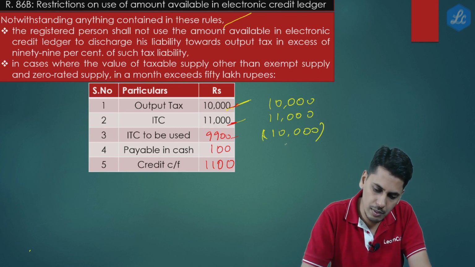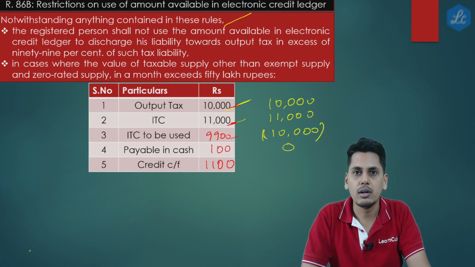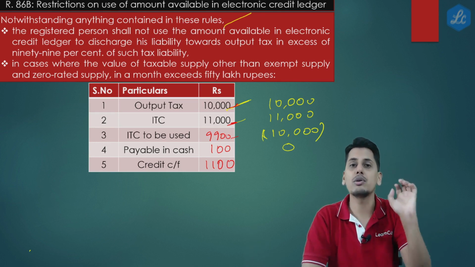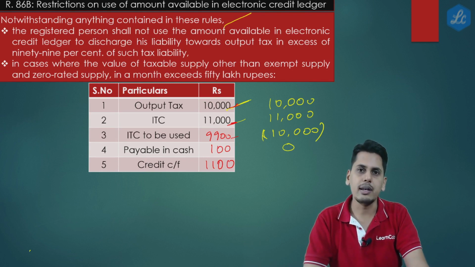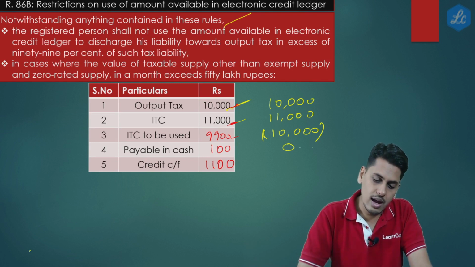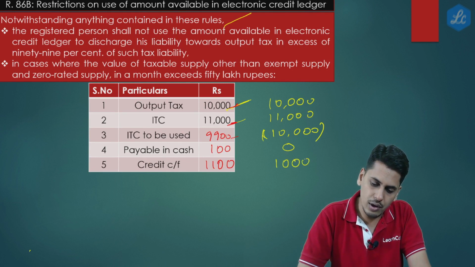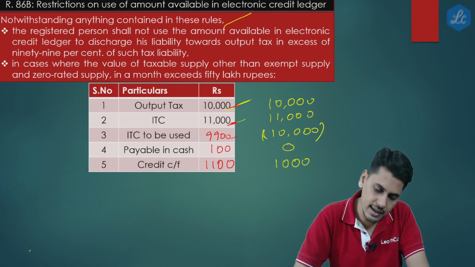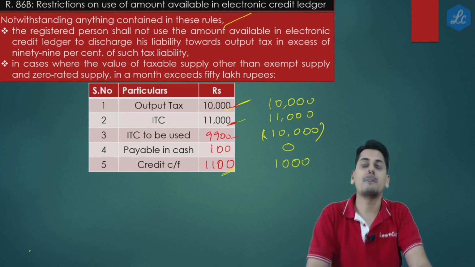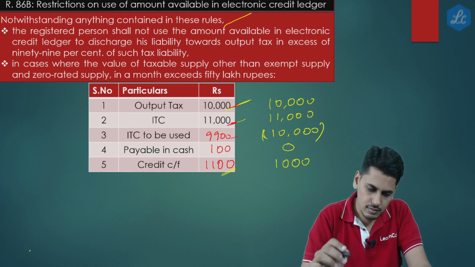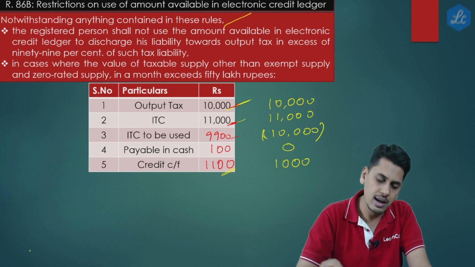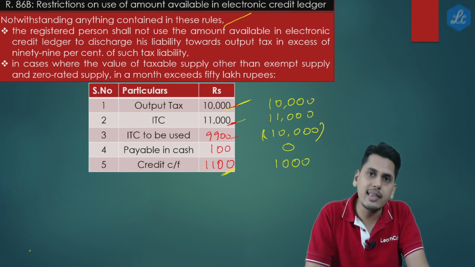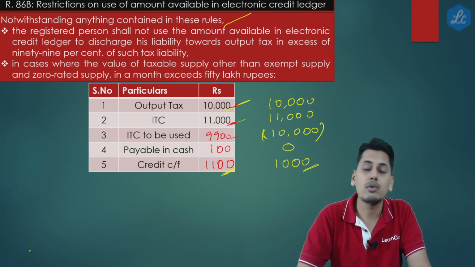So how much is going to be payable in cash? It is going to be 0. My output tax is 10,000. I've got 11,000 balance in my credit ledger. I use 10,000 out of it to pay my output tax liability. So now, friends, after this, the credit which is going to be carried forward is going to be 1,000 rupees. So if 86B is applicable, I carry forward a credit of 1,100. If 86B was not there, I would have carried forward a credit of 1,000.